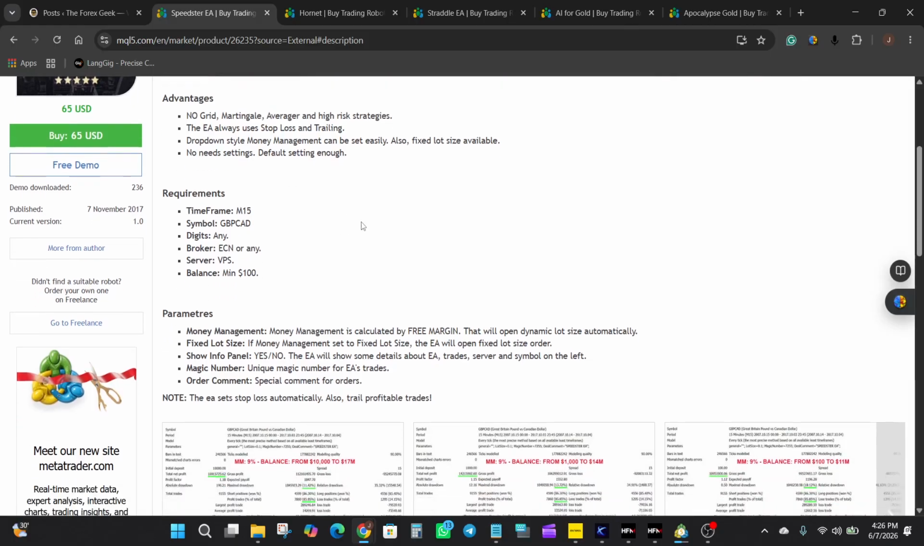Now, looking at the requirements section, the EA is recommended specifically for the GBPCAD symbol on the M15 time frame. The developer also notes that it can run on ECN or standard brokers with a minimum balance requirement of around $100 and a VPS setup for stable execution.